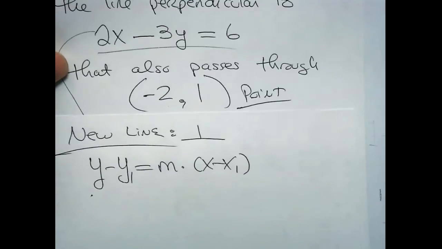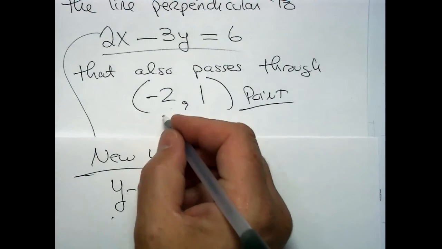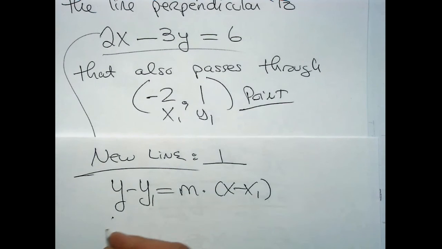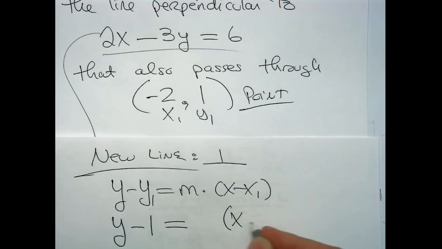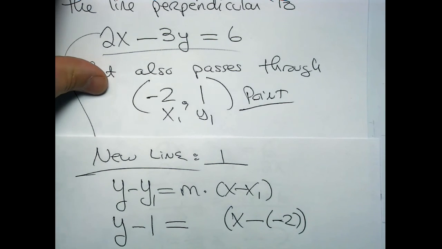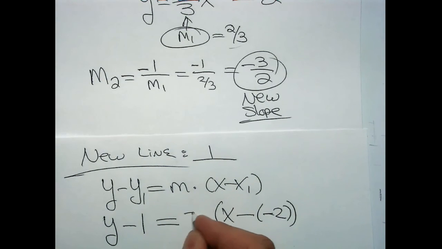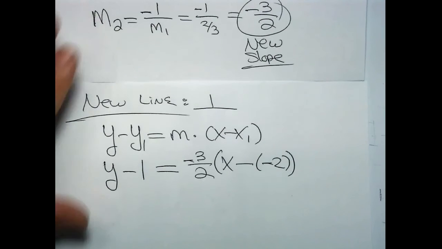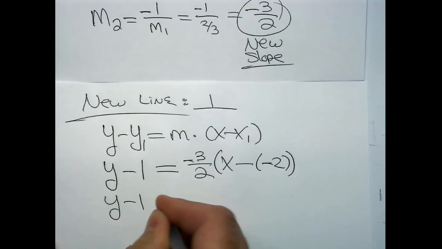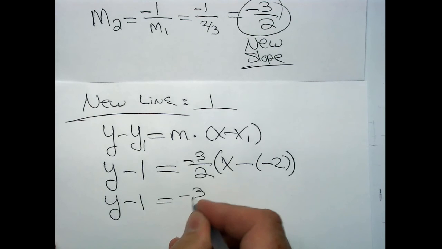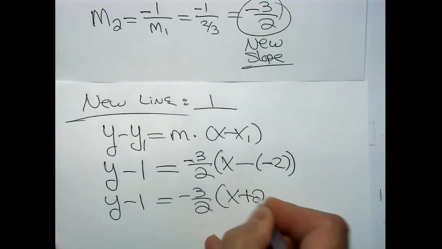We better go get our x1, y1. Here's the point that's supposedly on this new line. So it's y minus 1, and it's x minus 2. And what was that slope of our brand new perpendicular line? It certainly wasn't the slope of the original line. It was negative 3/2. So here it is, the equation of our new perpendicular line. So it's negative 3/2, it's x plus 2.